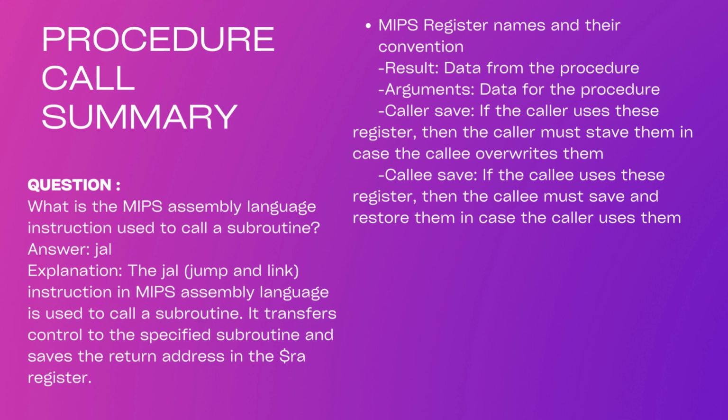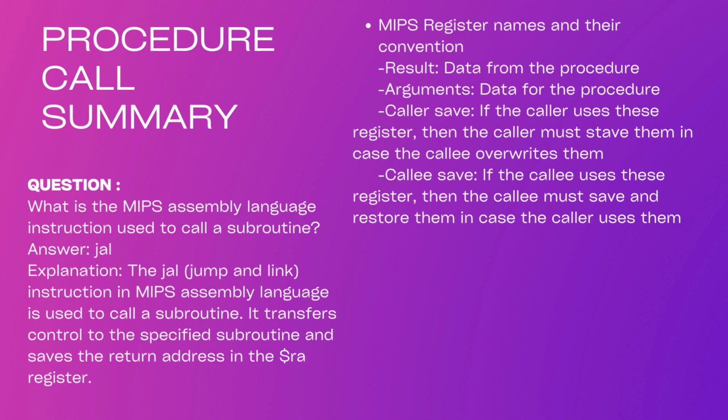So it's the procedure call summary. MIPS register names and conventions. The return value is the result data from the procedure. Argument is data for the procedure. Caller save: if the caller uses this register, then the caller must save it in case the callee writes it. Callee save: if the callee uses this register, then the callee must save and restore it in case the caller uses it.